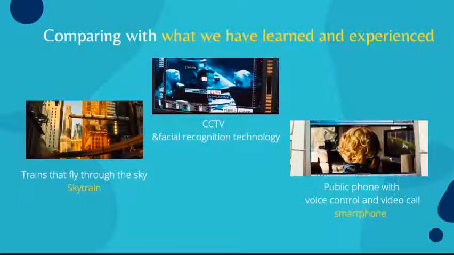You can see a train moves on strings, which made it look like it is flying through the sky. In Thailand, we have the SkyTrain, which kind of looks like this train. The CCTV and facial recognition technology that was used for finding Lincoln and Jordan in this movie have already come true. They're used by the Chinese government now. And the last one, voice control and video call. Of course, they can be used on smartphones these days.